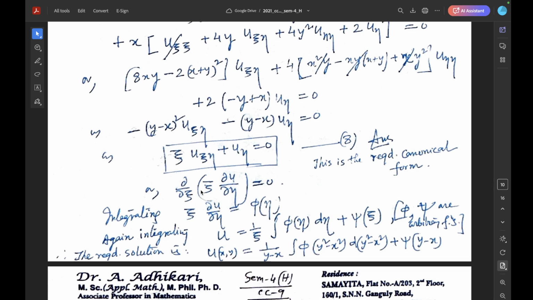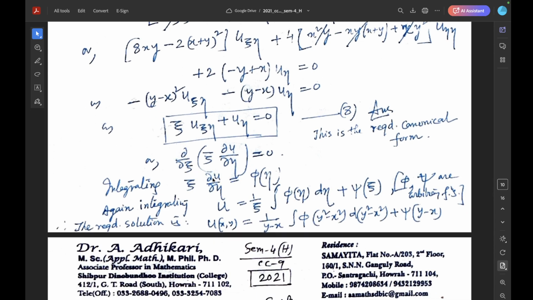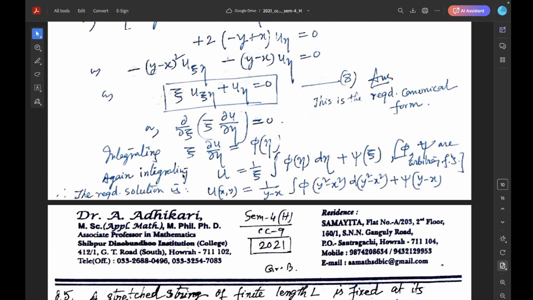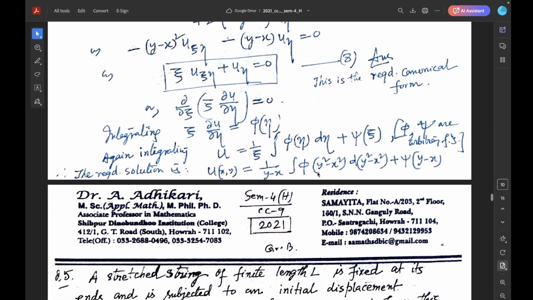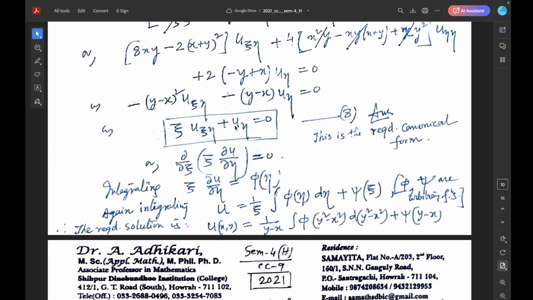Hence this can be written as ∂/∂ξ of (ξ ∂u/∂η). Integrating, we get ξ ∂u/∂η equal to φ(η), because this is a partial derivative with respect to ξ. This φ is an arbitrary function. Again integrating, we get u equal to 1 by ξ integral of φ(η) dη plus ψ(ξ), because we are partially differentiating with respect to η. Ψ is an arbitrary function. So u equals 1 by (y minus x) integral of φ(η), where η is y² minus x², d of (y² minus x²), plus ψ(y minus x). This is the required solution of equation 8, the canonical form of the given partial differential equation.